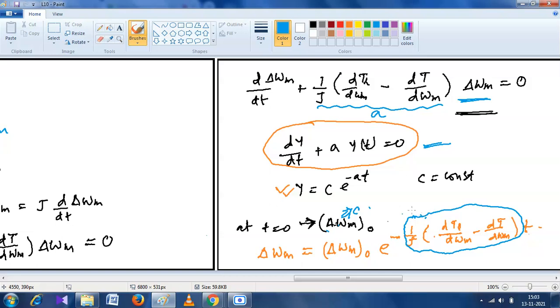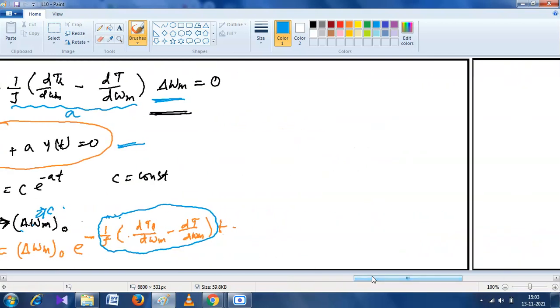Now, going to the next topic, load equalization. The next topic is load equalization.